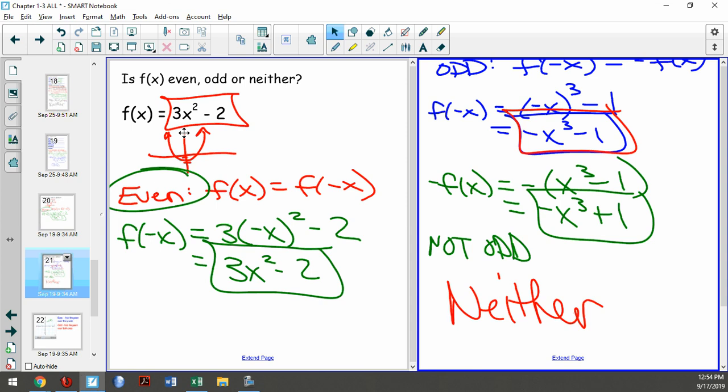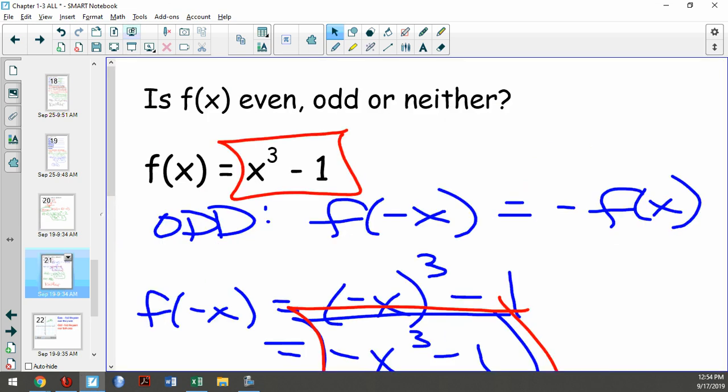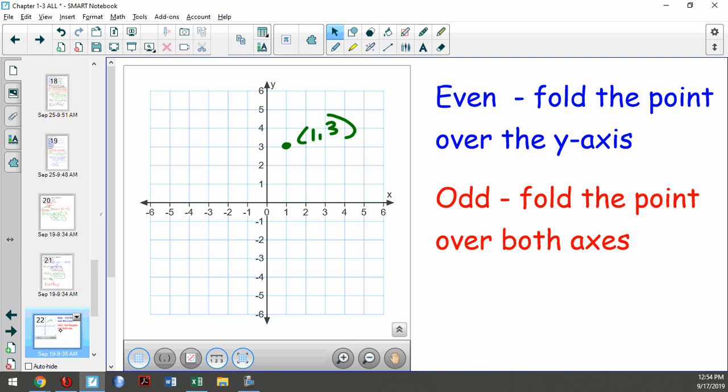Okay, now there's one other concept I want to show you, and that is going to be when I give you an ordered pair. Now, if I give you an ordered pair, like negative 1, 3, and I tell you I want to make that an even function, where does the point negative 1, 3 go if it's even? I flip it over the y-axis. So if I'm flipping it over the y-axis, it's going to go over to right here at positive 1, 3. Do we understand that?